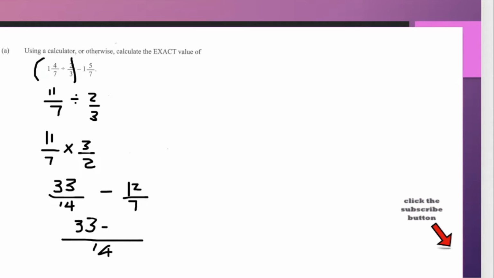Minus, changing this to an improper fraction, so 1 times 7 is 7, plus 5, and that gives us 12. So I'll have 12 over 7. Now, finding the LCM for 14 and 7, that's 14. So 14 into itself goes 1 times 33, that's 33. Have my subtraction sign. 7 into 14 goes 2 times, so 2 times 12, that's 24. So subtracting 33 minus 24, that gives me 9 over 14. And this is the exact value.